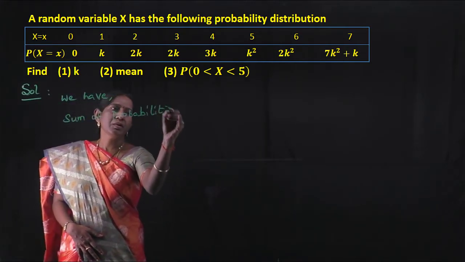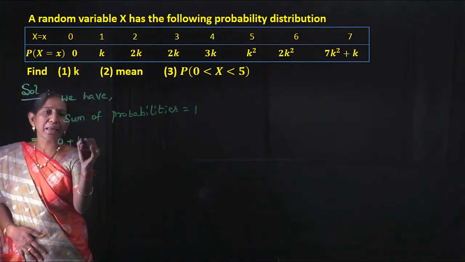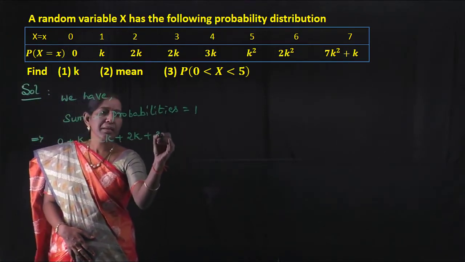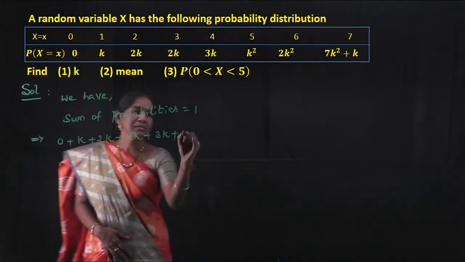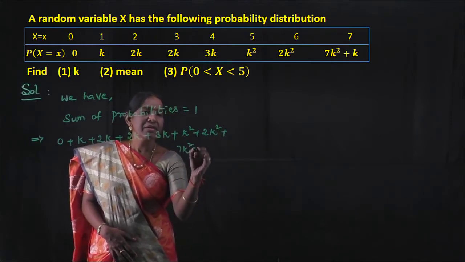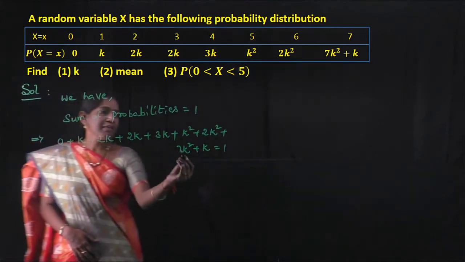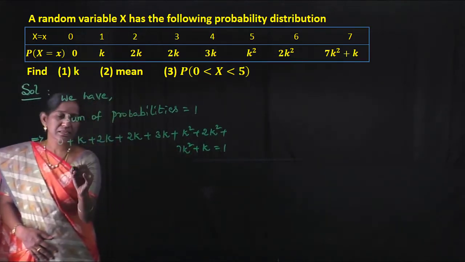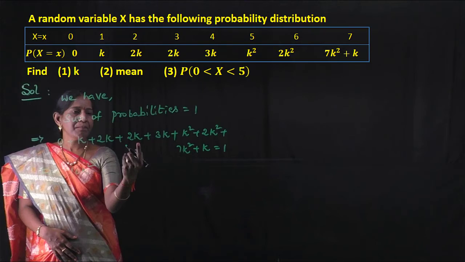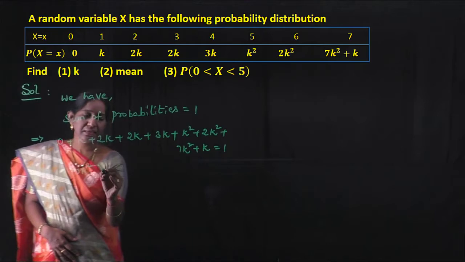Sum of probabilities equal to 1. That is 0 plus k plus 2k plus 2k plus 3k plus k square plus 2k square plus 7k square plus k is equal to 1. That implies 7k square plus 2k square plus k square is 10k square. K plus 2k is 3k, plus 2k is 5k, plus 3k is 8k, plus k is 9k.